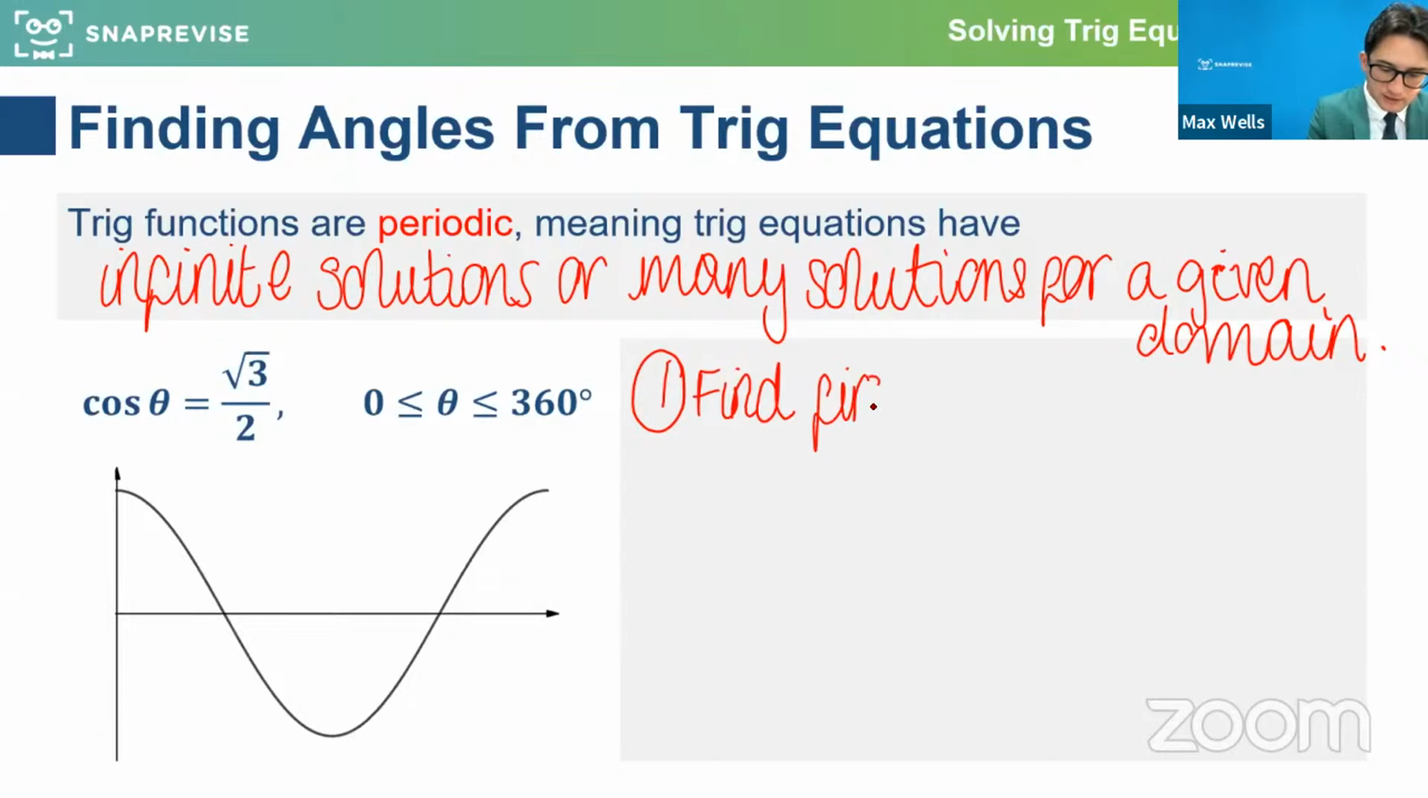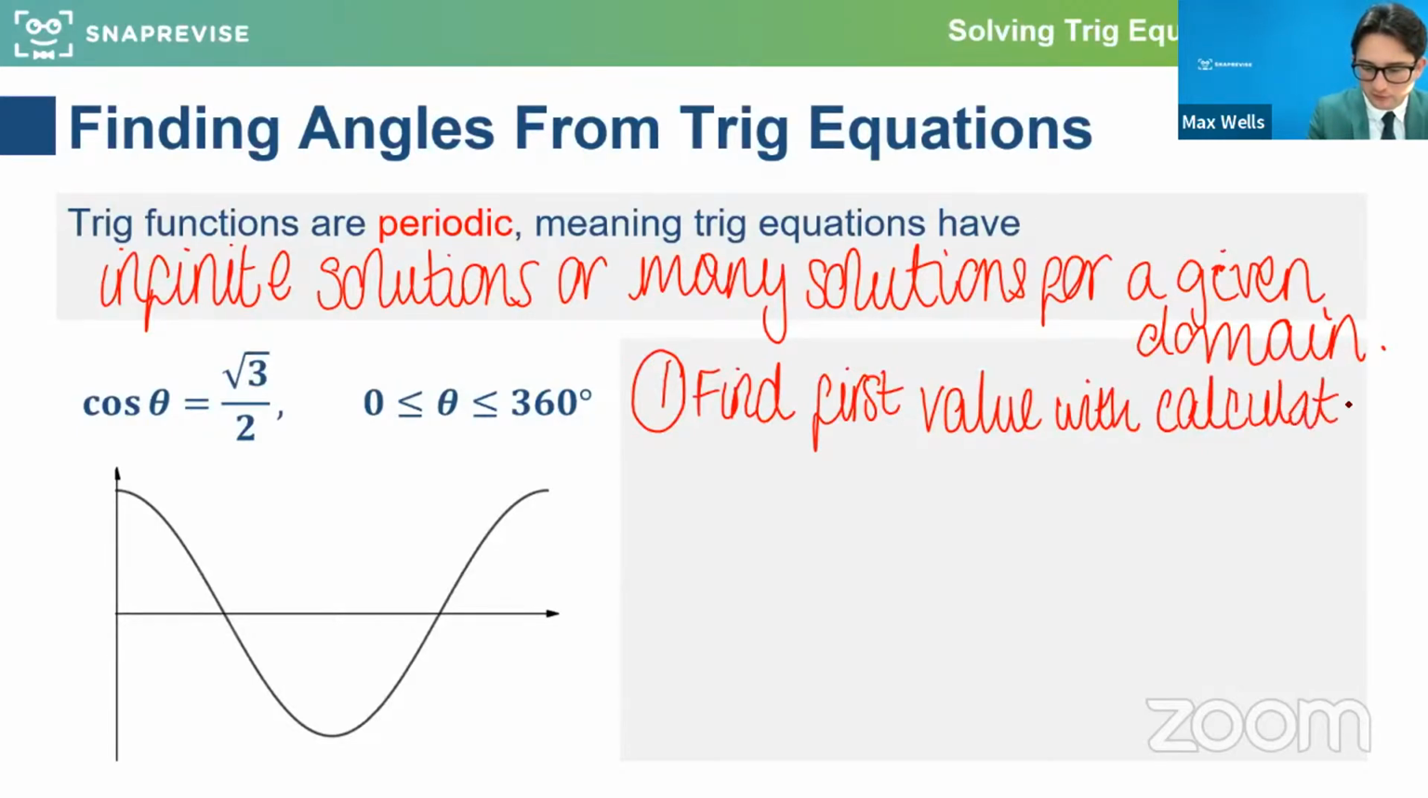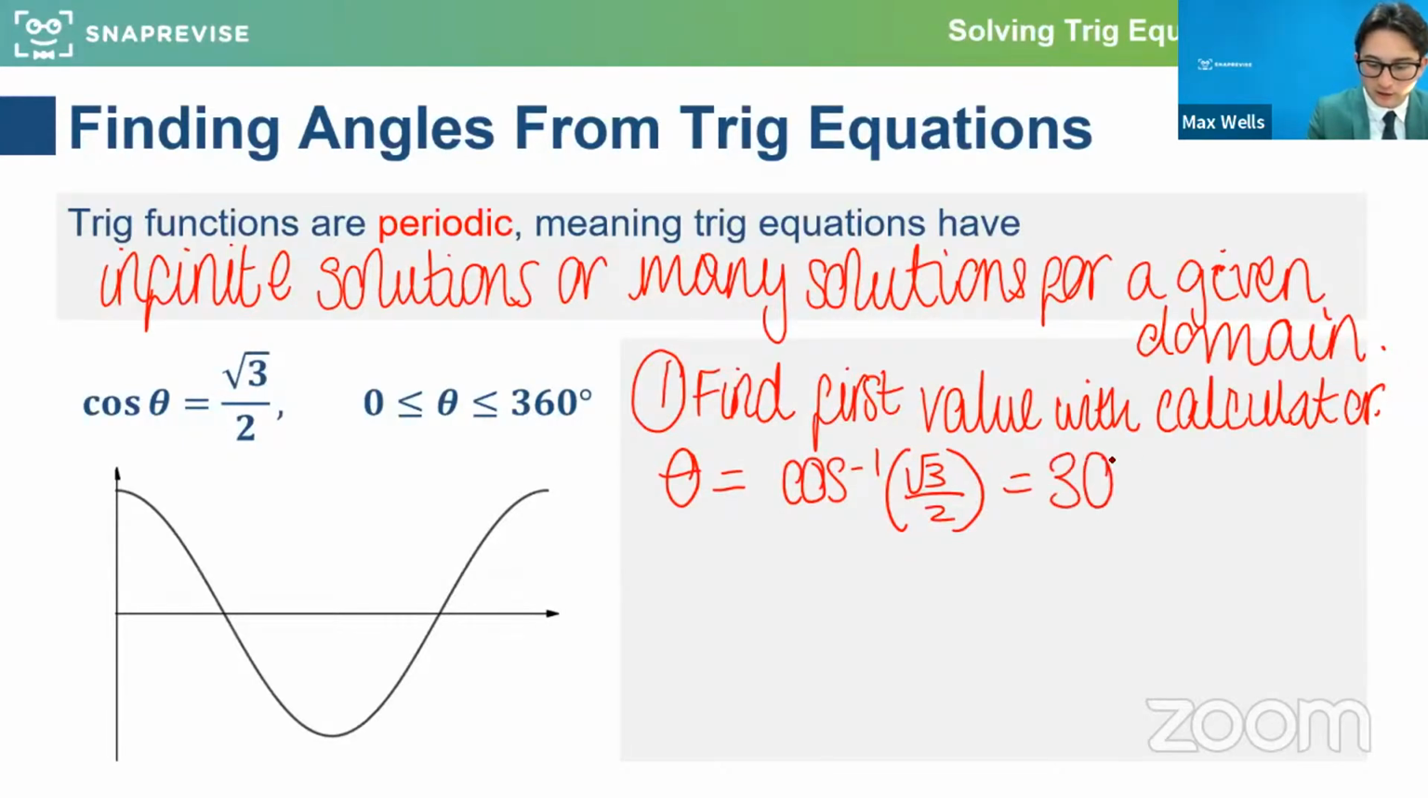So find the first value as you would have done. Brilliant, well done if you've done this. Find first value with calculator. Excellent, and thank you guys, do feel free to share and check you agree with each other as well. So we do theta equals inverse cos, arccos, of both sides of root 3 over 2. It may also be one that you recognize as one of those special exact values, and that will be 30 degrees.